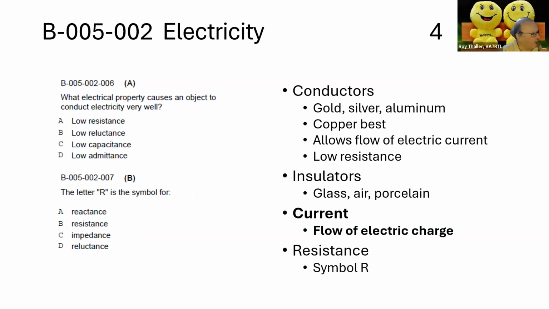What electrical property causes an object to conduct electricity very well? So something that has low resistance would conduct electricity. So A is the correct answer.